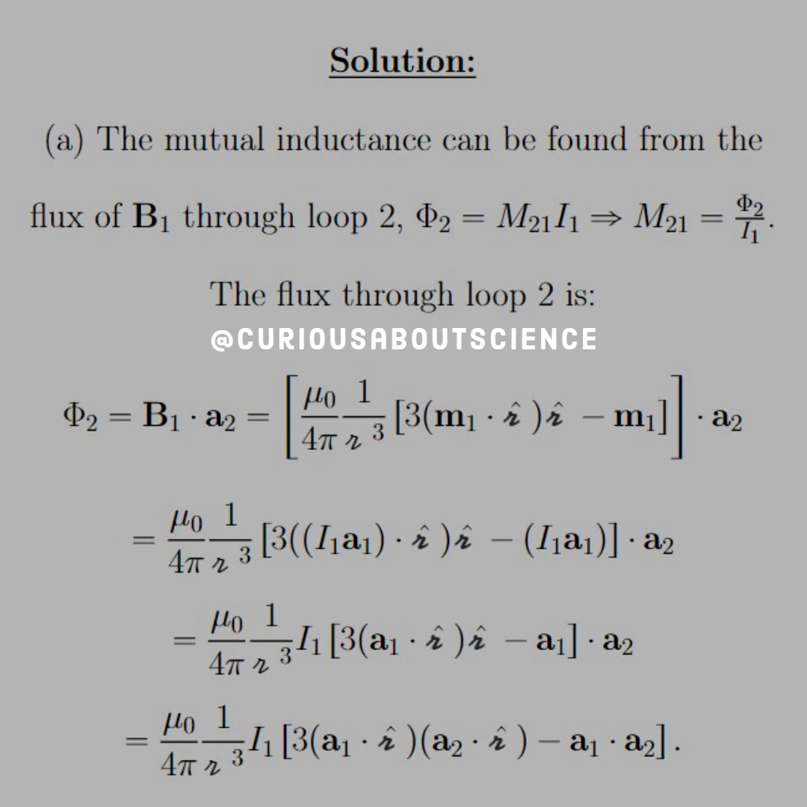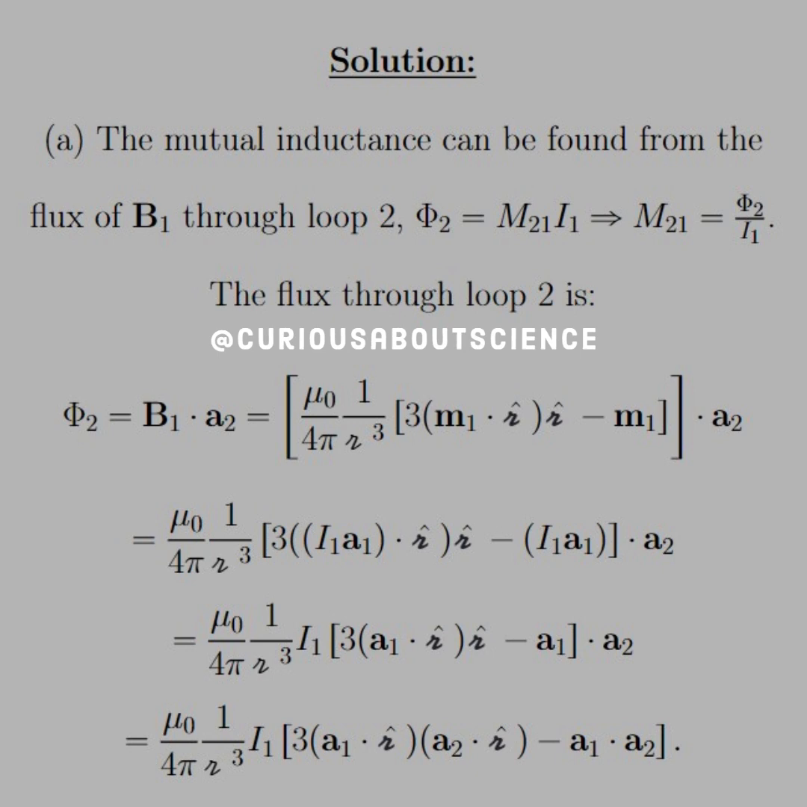So for part A, the mutual inductance can be found from the flux of B1 through loop 2, i.e. phi2 is equal to M2 to 1 times I1. And so we see that the mutual inductance from 2 to 1 is equal to the flux over current 1. So the flux through loop 2 is: take the field from B1 and take the dot product with the vector area 2. And if we do this, again, make sure to use appropriate substitutions. Our separation distance is script R, so our r hats have to be script R hat. And if we take the dot product with A2, we get a pretty easy thing to deal with as far as mathematics is concerned.